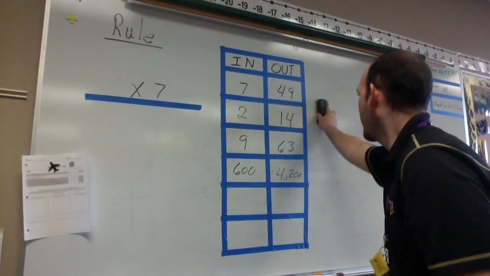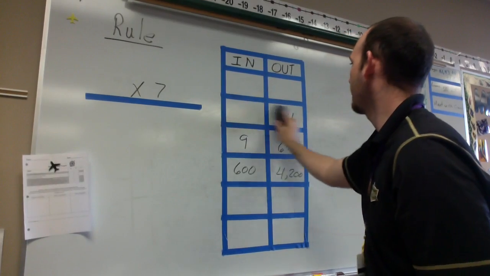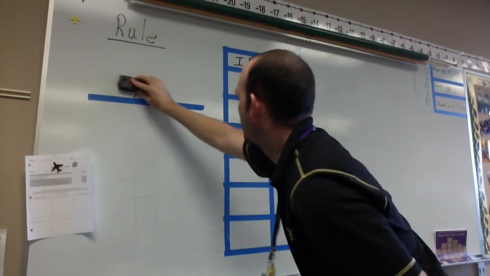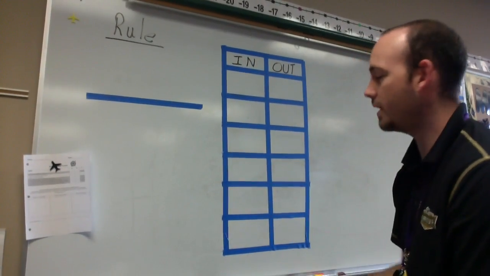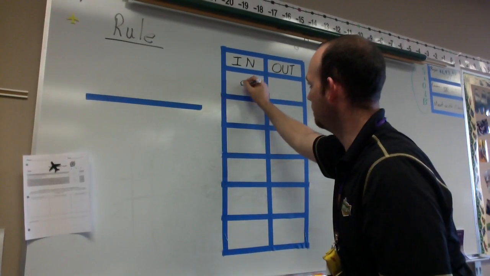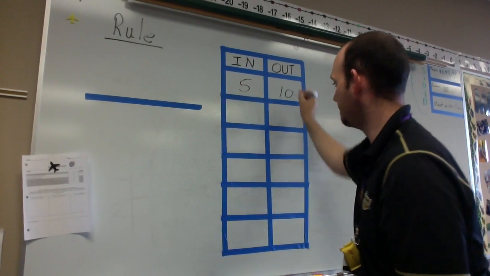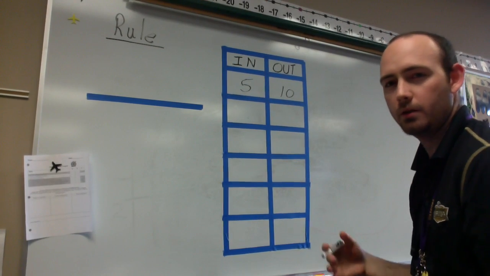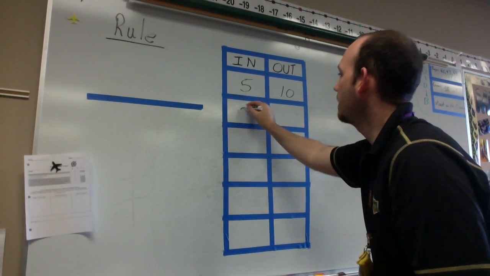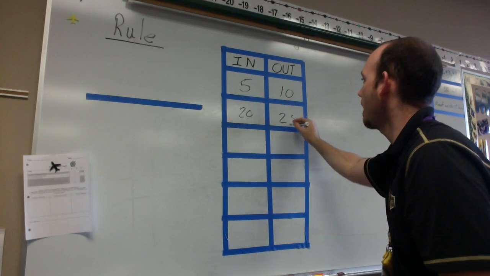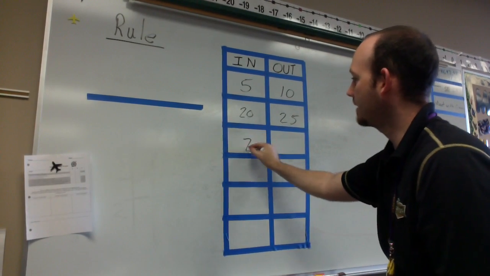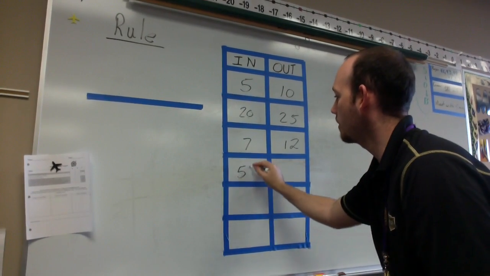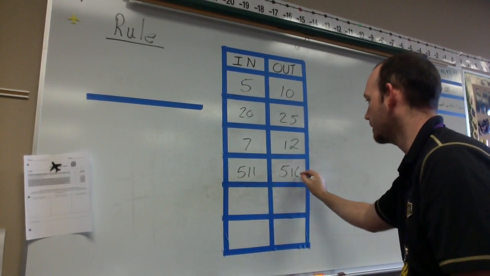Okay, let's look at another example like that where you need to figure out what the rule is. Let's say that when we put in a 5, we get a 10. So you should already be thinking, what could possibly happen? Is it getting bigger? Is it getting smaller? When I put in a 20, I get a 25. When I put in a 7, I get a 12. When I put in a 511, I get a 516 back.